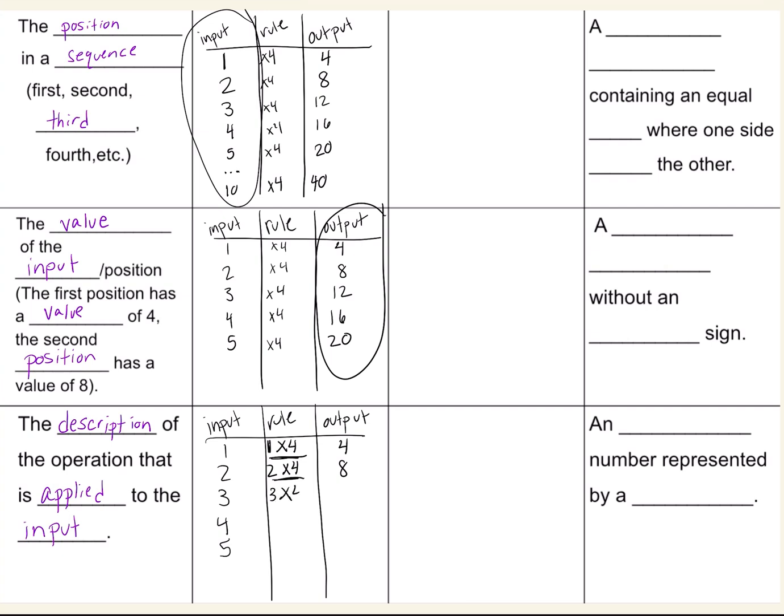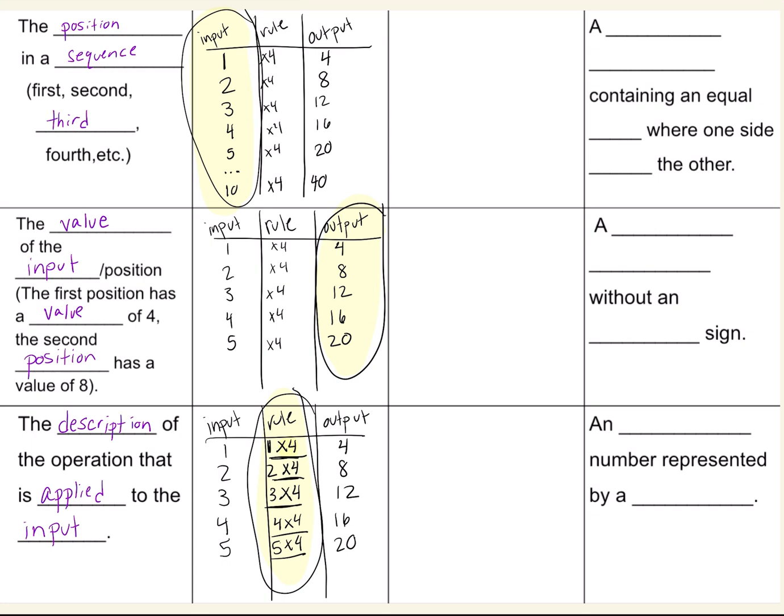Took our input, applied the rule, gives us our output. Again, applying the rule, because each time that rule was times 4. All right. So with these, input, rule, and output work together. The input is what you're starting with. You apply the rule to that input, and it will give you that output. All right.